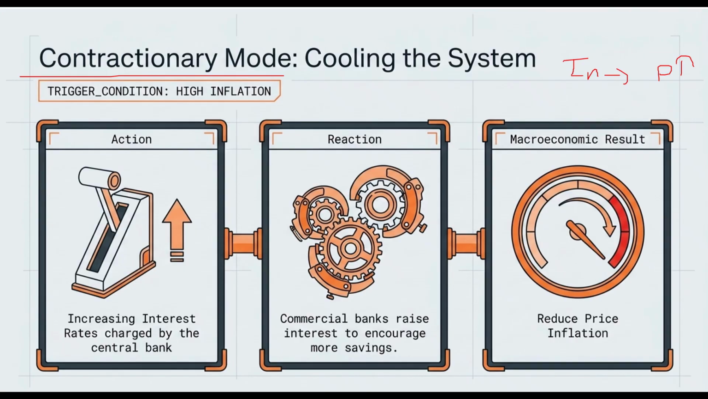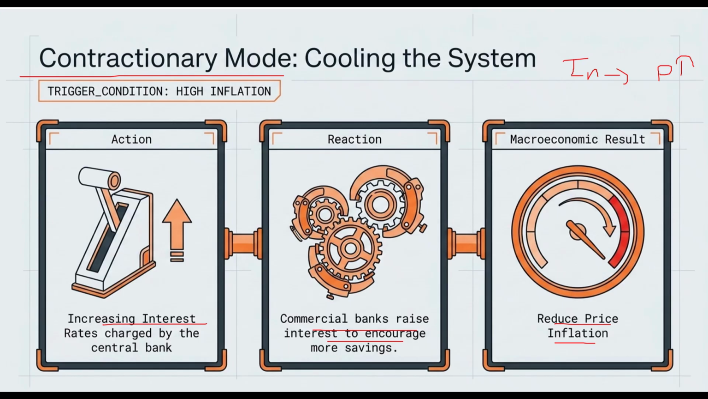Higher interest rates make borrowing more expensive and encourage saving. So here the interest rate is increased. As a result, commercial banks also raise the interest rate, right? As a result, borrowing will decrease, saving will increase. So it will gradually reduce the aggregate demand and thereby reduce the inflation.